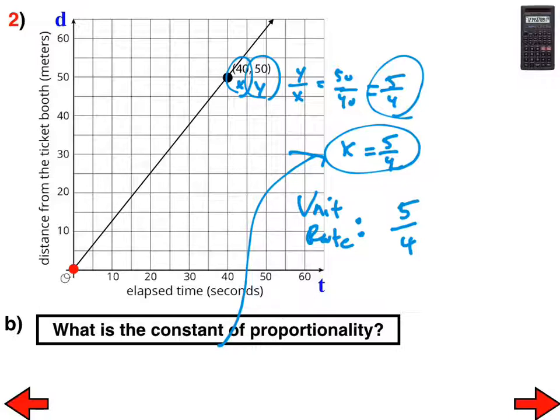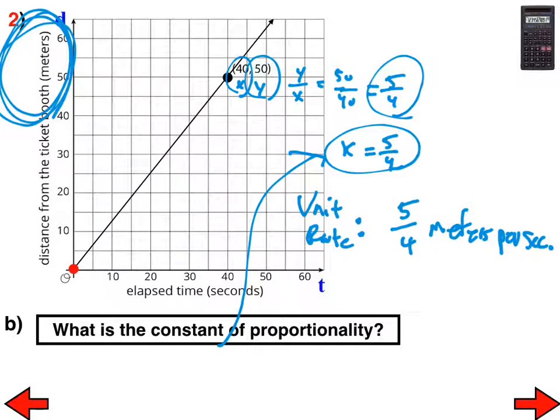You have to look at the context. This time we have labels on the output axes and the input axes. Yes? Meters per second. There we go. It is 5/4 meters per second. I'm abbreviating because I'm kind of out of room there because the output axes, meters, represent that, seconds represents the input axes. Okay? Next, I think you were asked for was the equation.